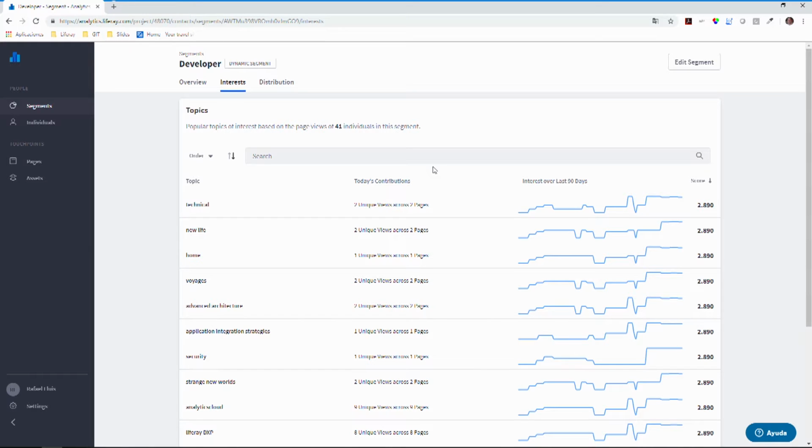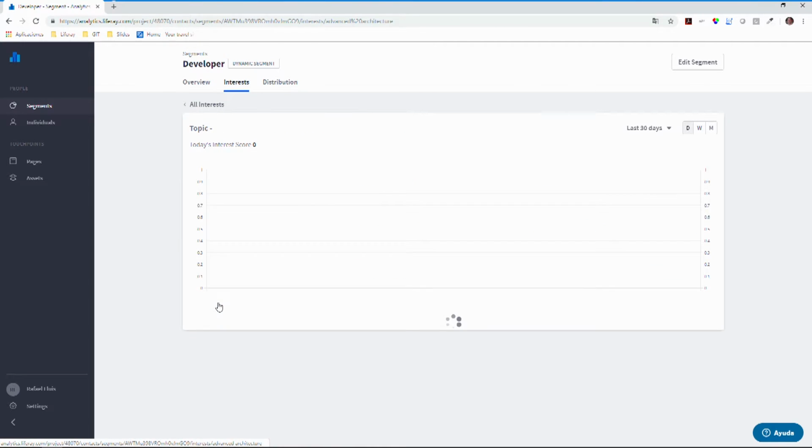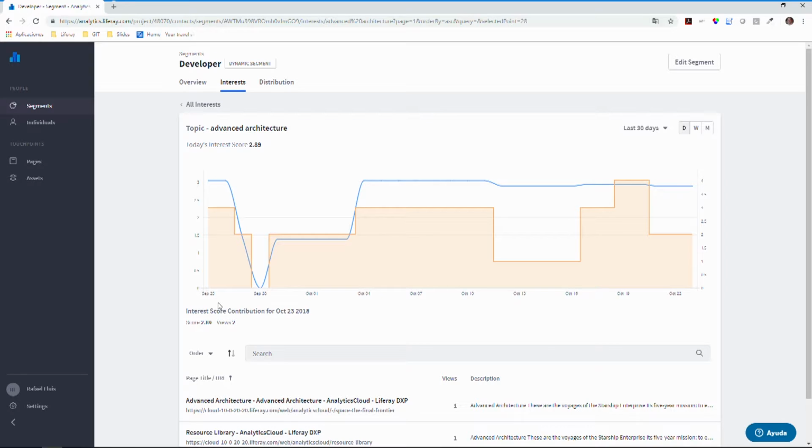So from all the pages that people belonging to this segment are navigating, seeing, and consulting, we see that the topics they search for the most are technical, new life, Vajax, advanced architecture, etc. And I can go to any of these and have, again, a detailed view, in which I can see what the pages are that are related to this specific concept, and how that kind of metric is evolving.